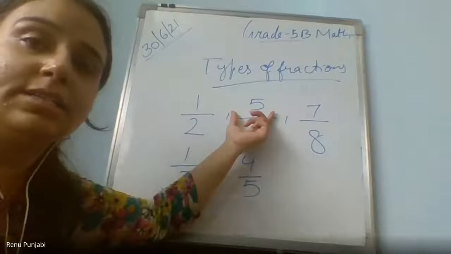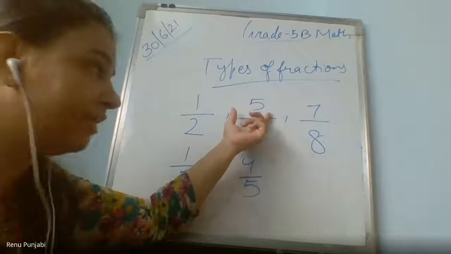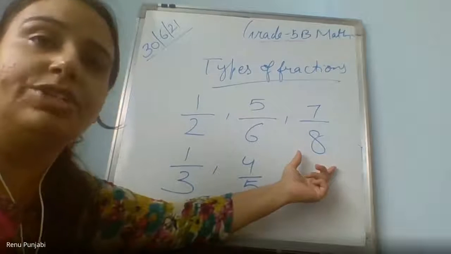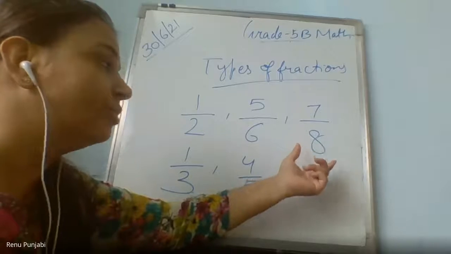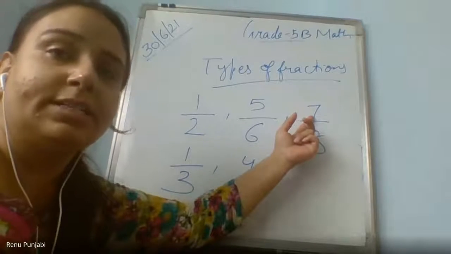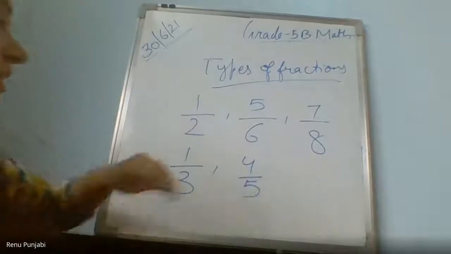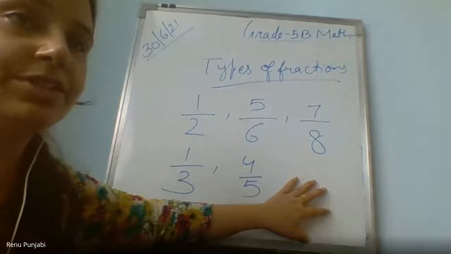And I gave you how many parts? Out of 6, 5 parts. Another thing which is divided into how many parts? 8 parts. And out of total 8 parts, I gave you how many parts? 7 parts. Okay, this way these are the different fractions.